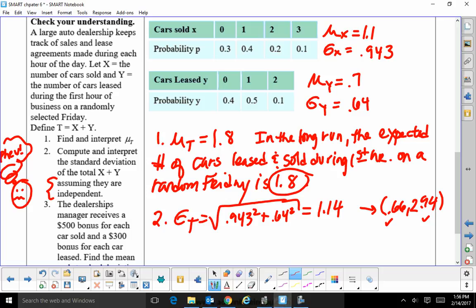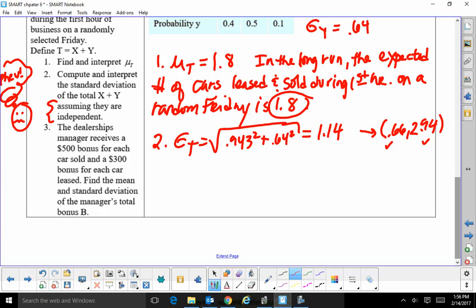Okay, so here's where it gets a little complicated, you guys. Number 3. The dealership's manager receives a 500 bonus for each car sold and a 300 bonus for each car leased. Find the mean and standard deviation of the manager's total bonus fee.